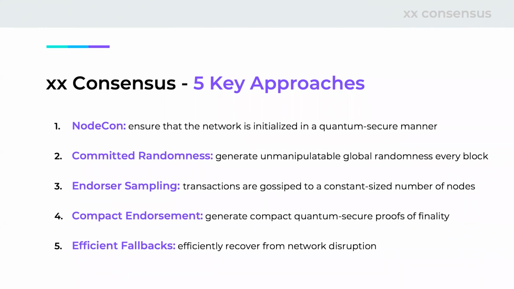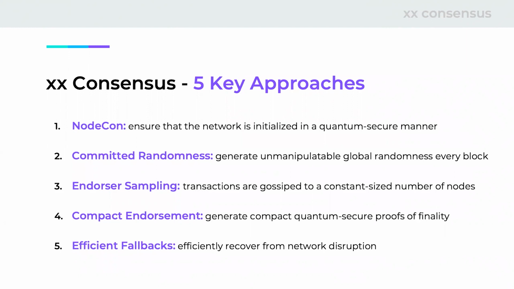The first is NodeCon, and this is a way to securely initialize the network and also to seed randomness we use for consensus, which is our next approach. Committed randomness is a way to generate global randomness every block, and we do this by chaining off the NodeCon random. The third is compact endorsements, and these are a way to prove finality in a compact but quantum secure manner.